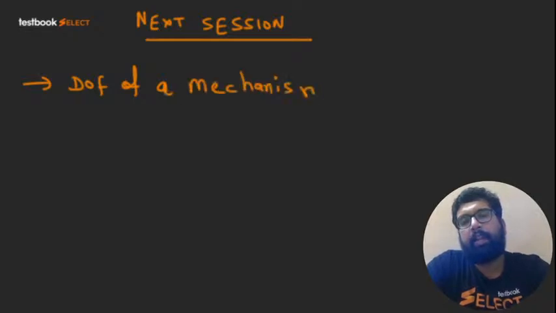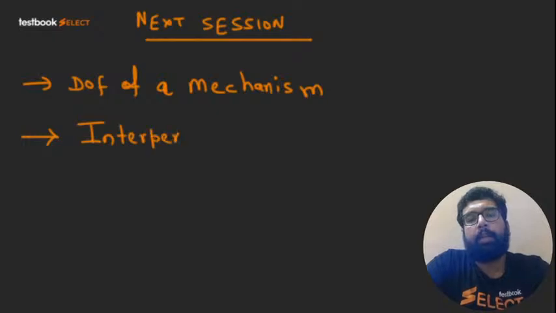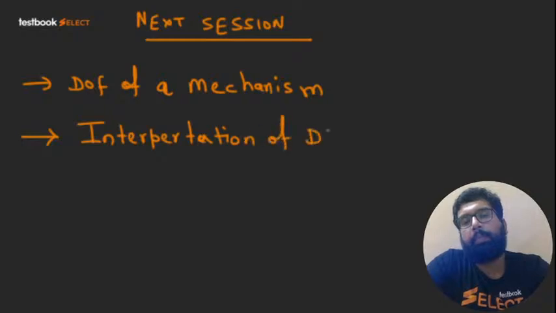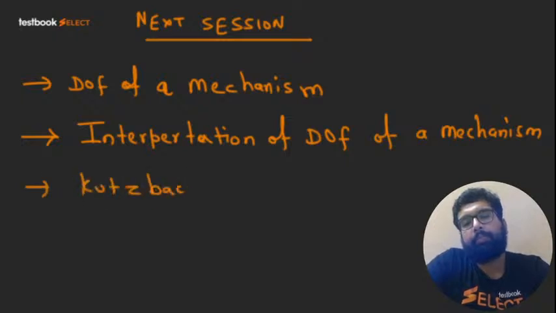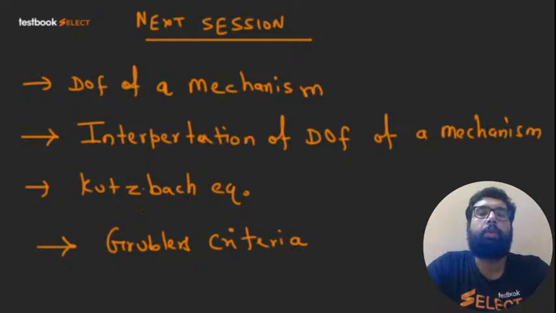In today's session, we understood the degree of freedom to some extent. In the next session, we are going to see the degree of freedom of a mechanism. We'll be doing the interpretation. Interpretation means, if degree of freedom is 1, what does that mean? If it is 2, what does that mean? If it is 0, what does that mean? If it is negative, then what does that mean? So we are going to see the interpretation of degree of freedom of a mechanism. We will be seeing Kutzbach equation, we will be seeing Grubler's criteria, and we will be solving so many questions, right, beta?